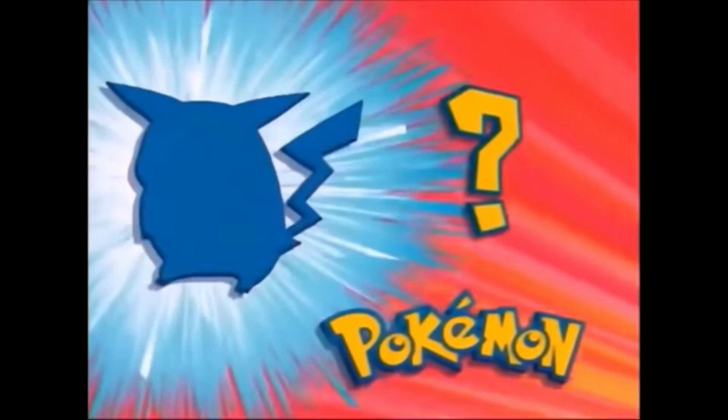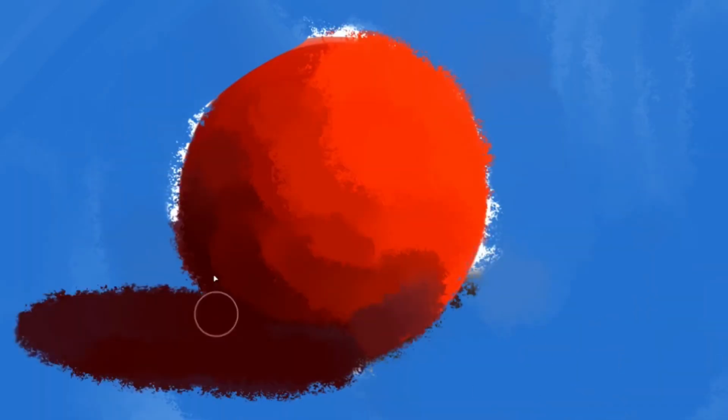Who's that Pokemon? This ball everyone's damn tired of seeing. Wait a minute. Ugh, what the fuck is this? This is an absolute monstrosity.